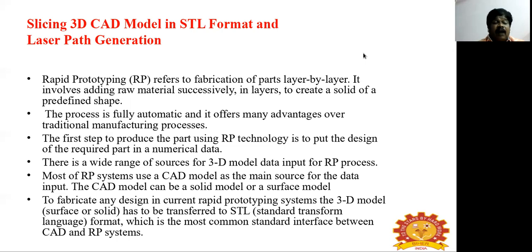So with the complicated features, it can be manufactured. If you take the 3D printers also, the designers can quickly create tangible prototypes of the designs. That is most important here. So here we can fabricate any design in current RP systems. The 3D model we can transfer to the STL format, which is the common standard interface between our CAD and our RP systems.